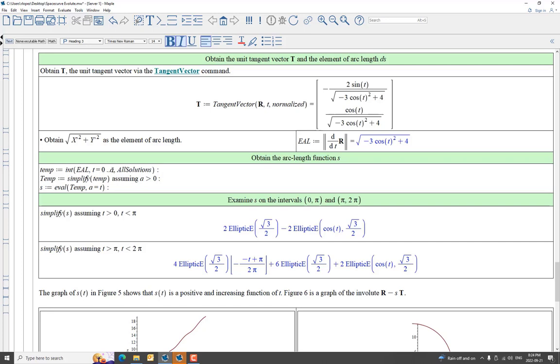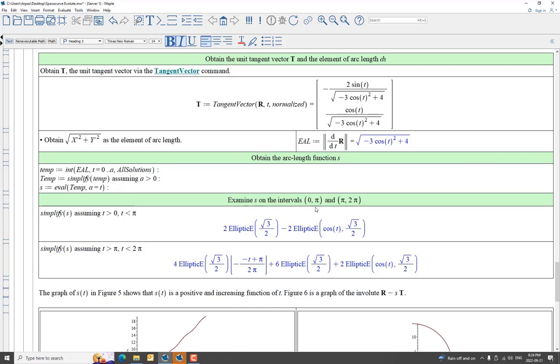because Maple doesn't know if A is positive, negative, or zero, I ask for all cases, and then I simplify that and just look for the case where A is greater than zero, and then I switch A back to T, so I get arc length as a function of T, and I want to look at it.